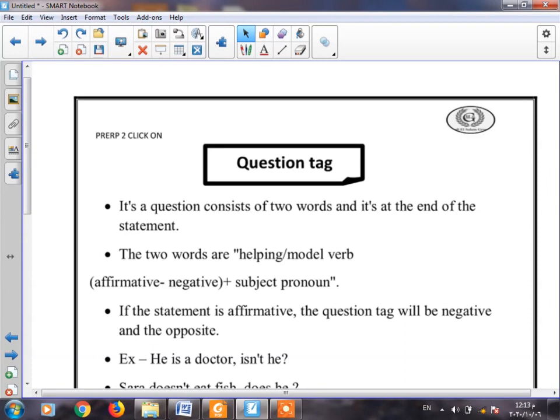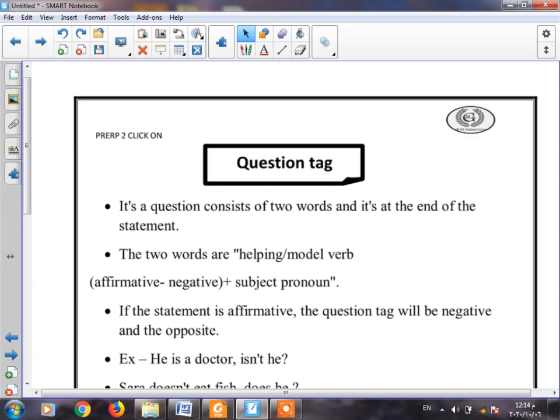Today, inshallah, we are going to discuss together a very important grammatical rule, which is the question tag. Before I start, I would like to ask you some questions. Do you think that the question tag is like a question? Like where do you go or what's your name? And what do you think about the importance of the question tag in our English language?